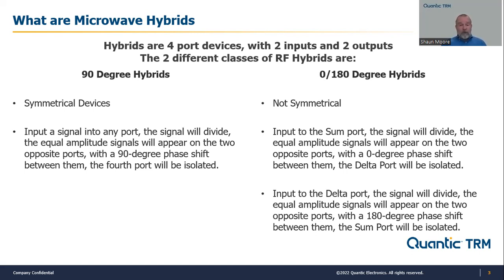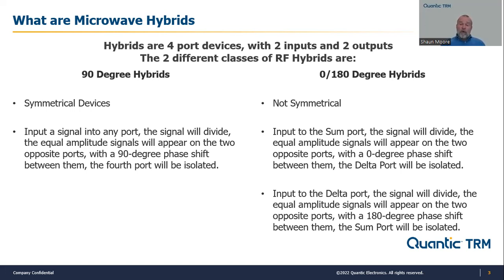The other hybrid is the 0 and 180 hybrid. This is not symmetrical in that there is a sum and a delta input, and then there are 2 outputs that are either in phase if you're going into the sum port, or they're 180 degrees out of phase if you're going into the delta port. Both of these devices are reciprocal, and therefore you can use them as combiners. That is one of the advantages of these components, that you can use them either going forward or backwards. They're not simply a one-direction device.